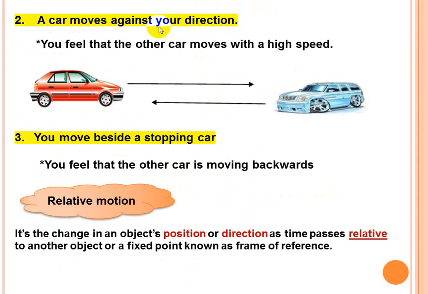Another example: when a car moves against your direction, in the opposite direction to you, you feel that the other car moves with a high speed. It's just a feeling. Another example: when you move beside a stopped car, you feel that the other car is moving backward, so you look backward at the car which stopped.